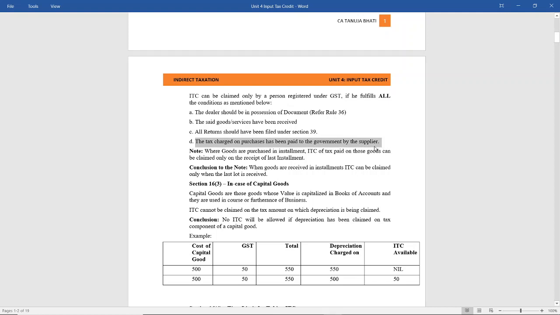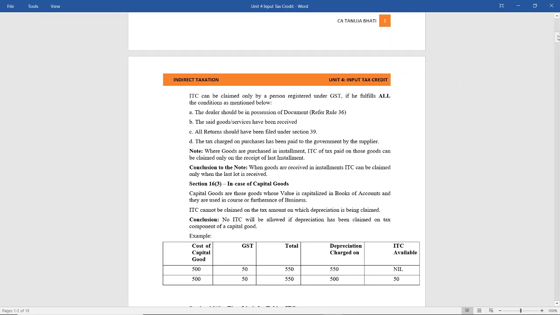So remember the four conditions. Only a registered person can claim ITC. And what are the four conditions? Number one, the dealer who is claiming ITC should have a document to prove that he has made some purchases. The document can be an invoice. Then he should receive those goods or services. He should file all the returns, and whatever tax he has paid on the purchases, the supplier of it has to pay the tax to the government.